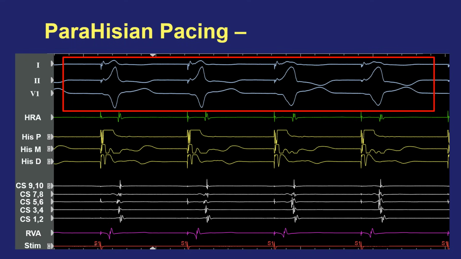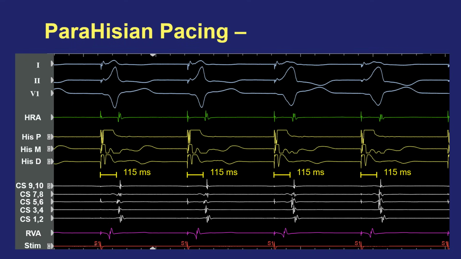Okay, let's measure the VA times and see how they compare. Here, the VA time on the first 2 beats is 115 milliseconds. We're again measuring from the pacing stimulus to the earliest atrial activation, which here is in maybe CS5-6, maybe close enough to the septum for this to be a leftward extension of the AV node. However, we can see that when we lost His bundle capture with the wider QRSs, that had no impact on the VA time. It's still 115 milliseconds.